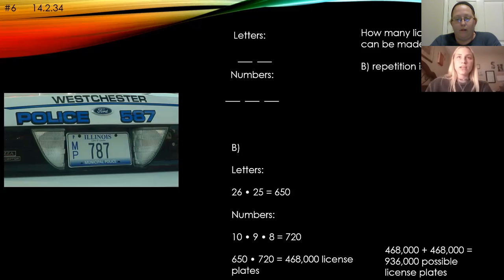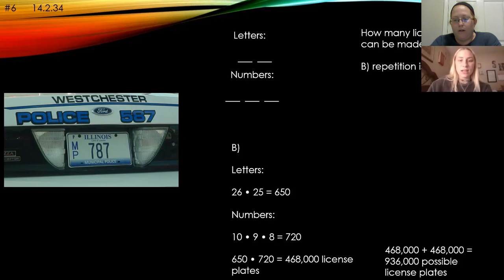So if I chose 7 for my first number, which you're not allowed to choose for a license plate, but whatever, I only have 9 options to choose from. So it's 10 times 9 times 8 because I have 3 digits, which is 720 options. So if you multiply 650 letters that you can choose from times 720 numbers that you can choose from, that comes out to 468,000 options for a license plate.